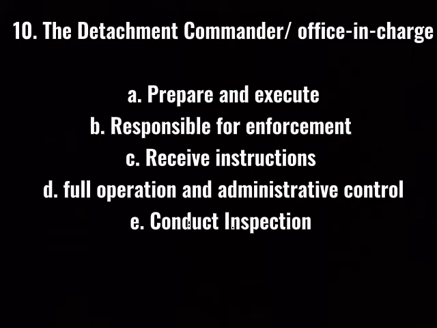Letter C. He receives instruction from the security manager and implements the same as required. Letter D. He has full operational and administrative control of all his units to include his assistant and chief in charge supervisor. Letter E. He conducts inspection of his unit and institutes corrective measures on the spot on those problems he may detect or that are brought to his attention. If not possible, he brings the problem to the security manager of the establishment.